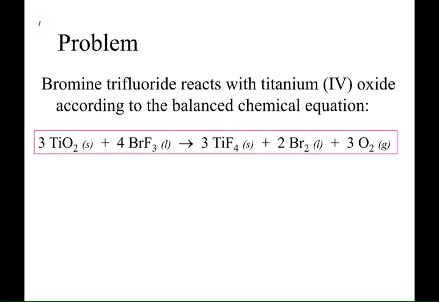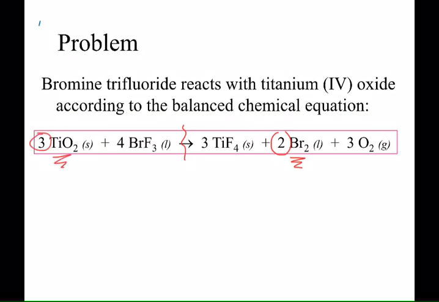Here we go. Let's work another stoichiometric calculation. Remember, for a stoichiometric calculation you have to have a balanced equation. We could convince ourselves this is balanced. What's the stoichiometric coefficient associated with the Br2? It is the number 2. What's the stoichiometric coefficient associated with the TiO2? It is the number 3.